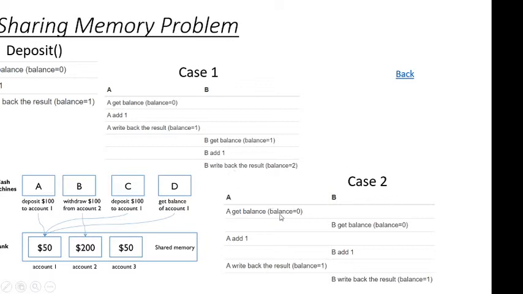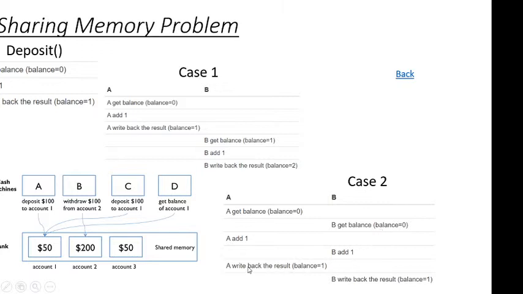A gets the balance, which is 0. At the same time, after some time, B also reads the balance and balance is 0. So both of them have their balance variable equal to 0. Now A says, okay, please add 1 to my balance variable. So he adds 1 to his balance variable. The balance variable in A is 0, so 0 plus 1 is 1. Then B also adds 1 to his balance variable. The balance variable in B, which he also read, is 0, so 0 plus 1 is 1.